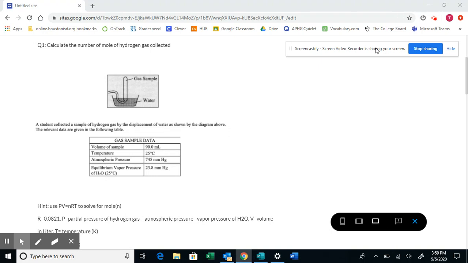This is an FRQ for my chemistry class. When converting from Celsius to Kelvin, we will be using 273 instead of 273.15.